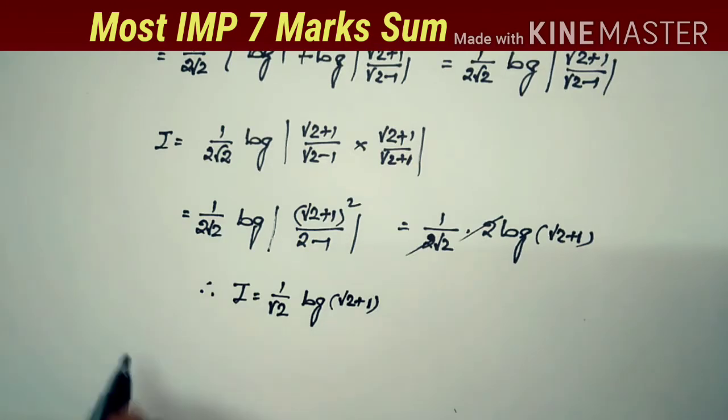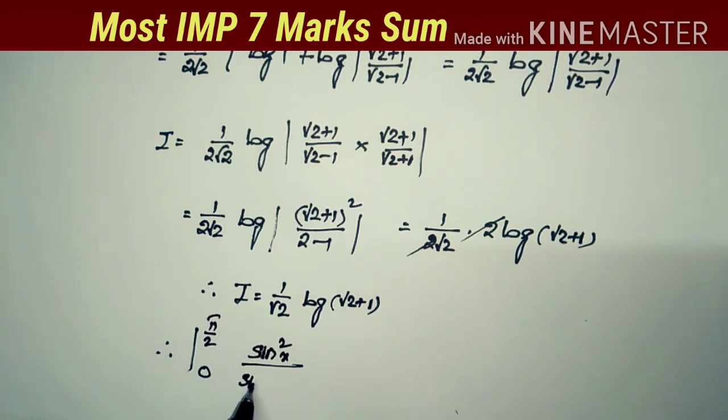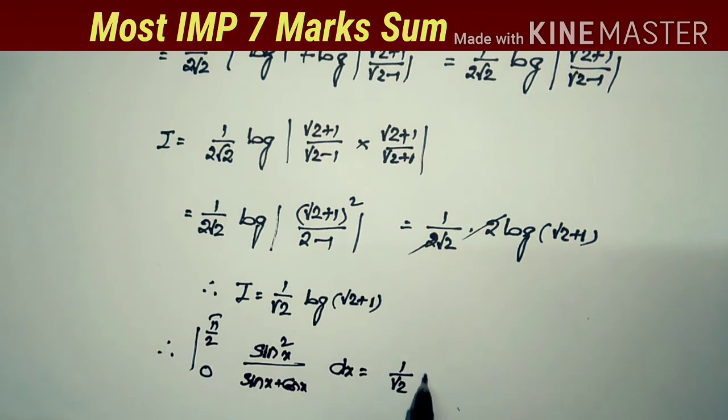So I is nothing but the given problem. Therefore the answer is: the integral from 0 to pi by 2 of sin square x by (sin x plus cos x) dx equals 1 by root 2 into log (root 2 plus 1). The most important essay question from definite integration. That's all.